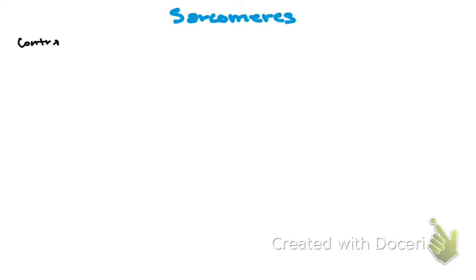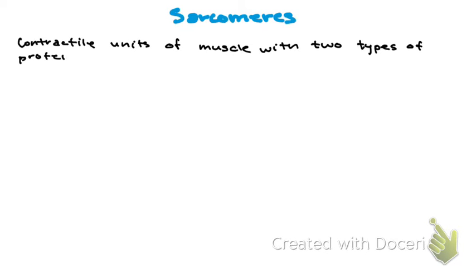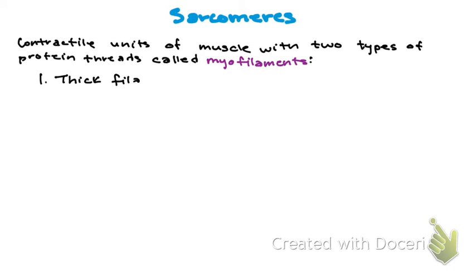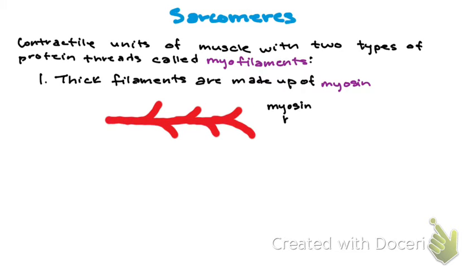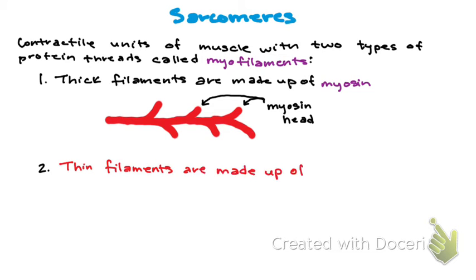So sarcomeres are contractile units of muscle with two types of protein threads called myofilaments. Thick filaments are made up of myosin, and they contain myosin heads. Thin filaments are made of actin.